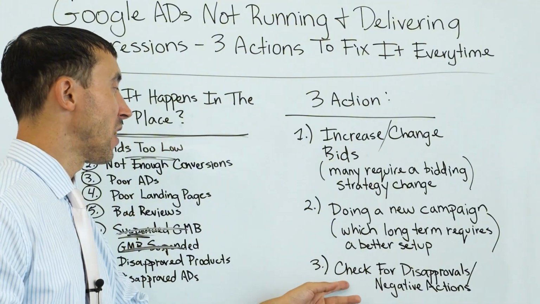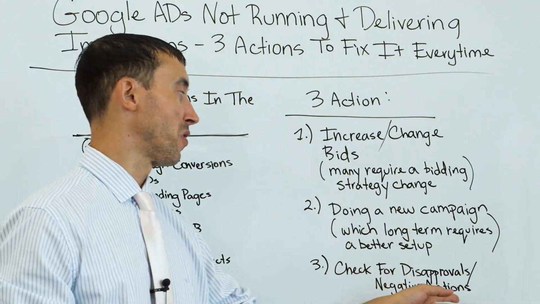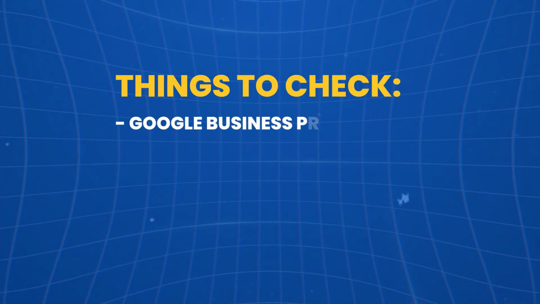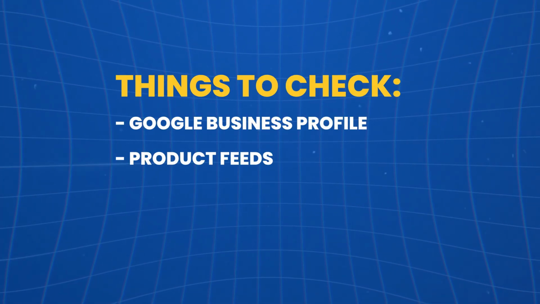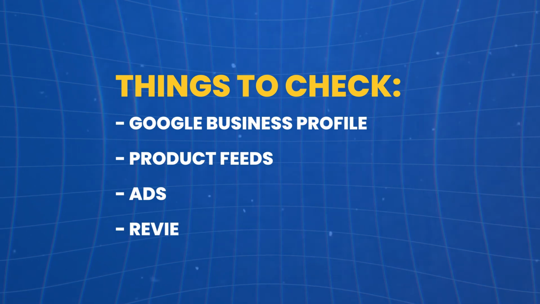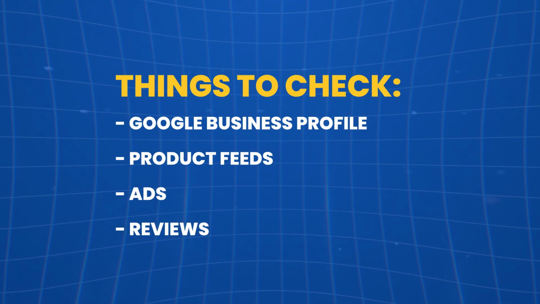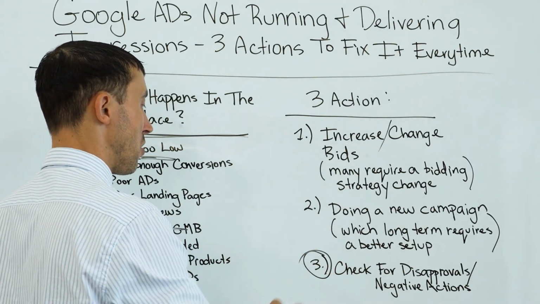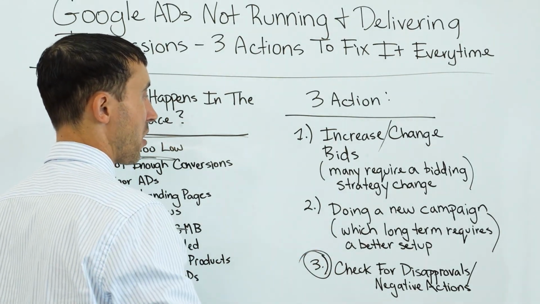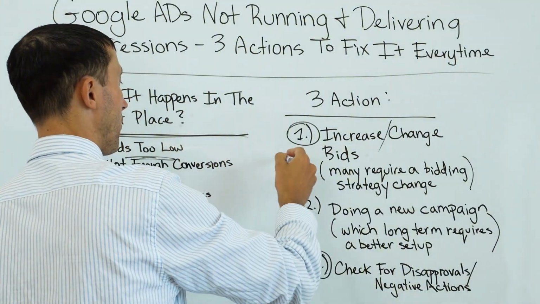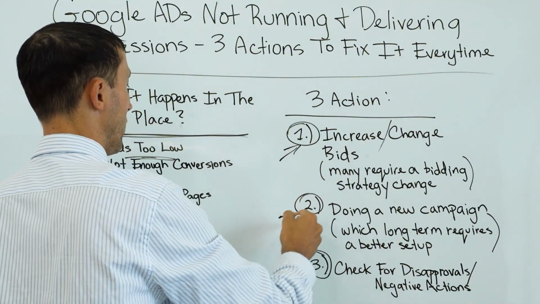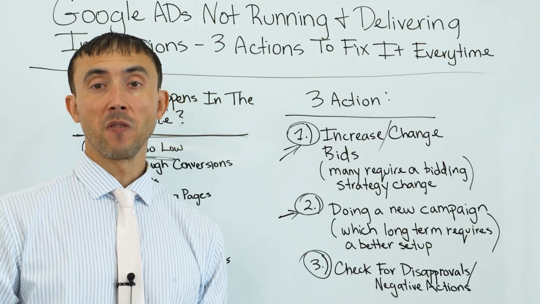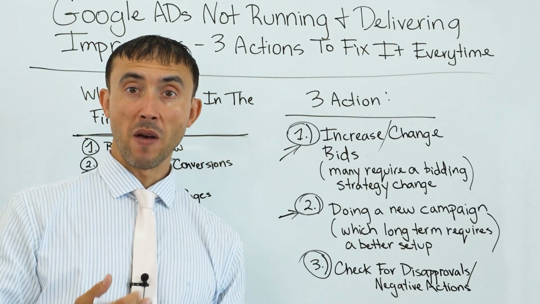So the number 3 thing on the action item list here is to check for disapprovals and negative action. Going back to what I was saying, you're going to check your Google business profile, your product feed, your ads, and your reviews. And if all that stuff checks out, then you're good. You're typically going to do this one first, because you can do this in 5 minutes. If that doesn't work, you're typically going to do this second. If this doesn't work, then you're going to do number 2 last, which is obviously the hardest, which is why you would want to do it last. But I've seen a lot of occasions where somebody has a PMAX campaign running.